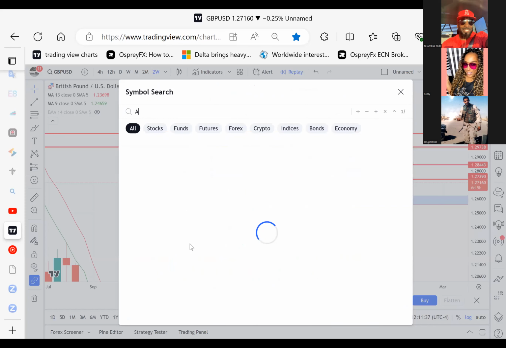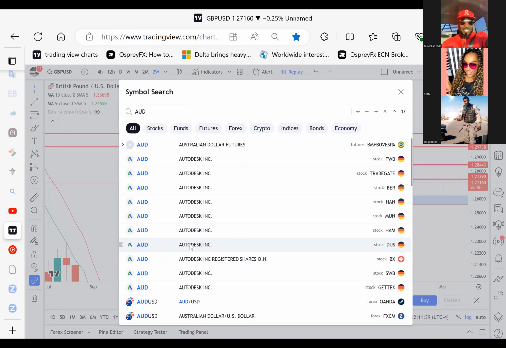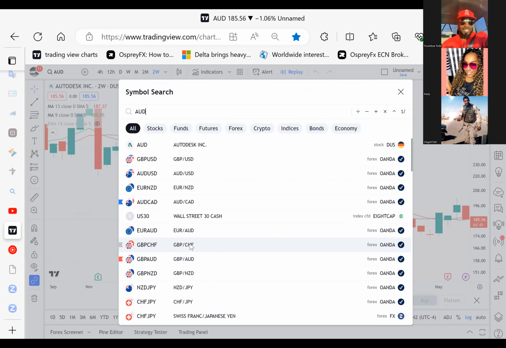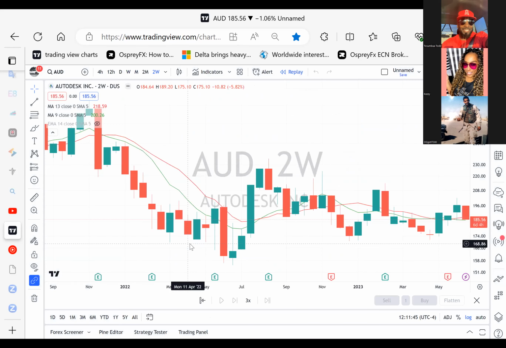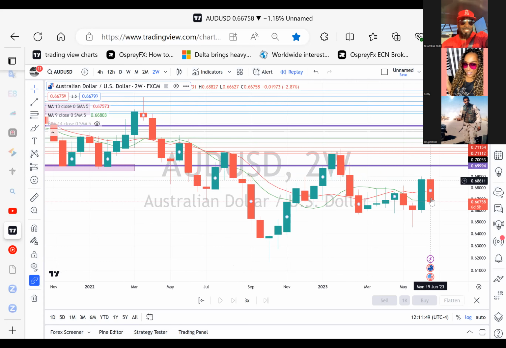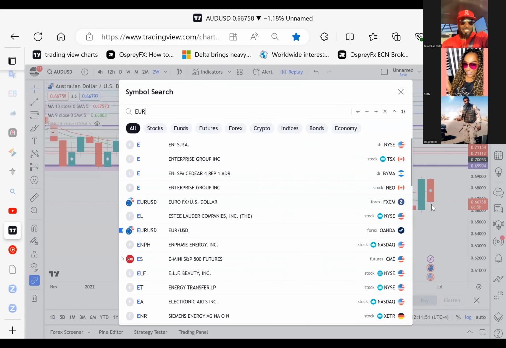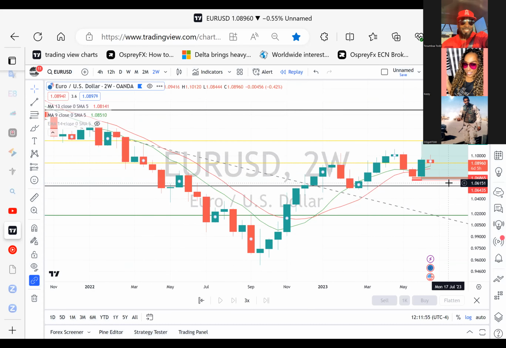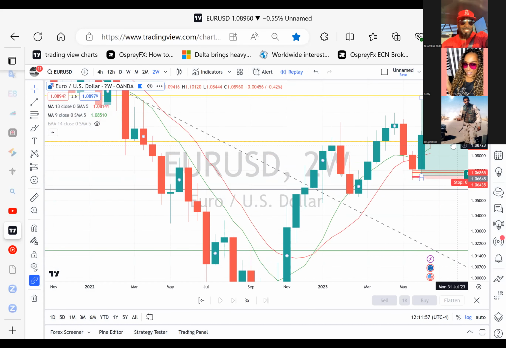If you look at the rest of these pairs, AUD USD, on a 2-week chart, it sold all the way down. All right. EUR USD, it made it to the 50 right here.